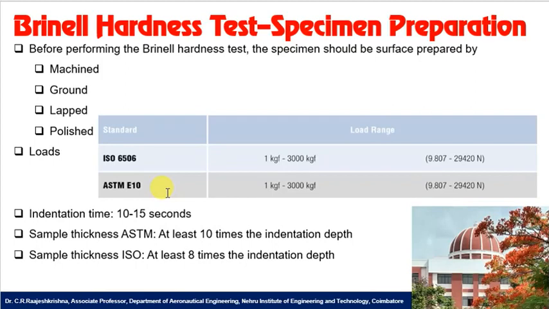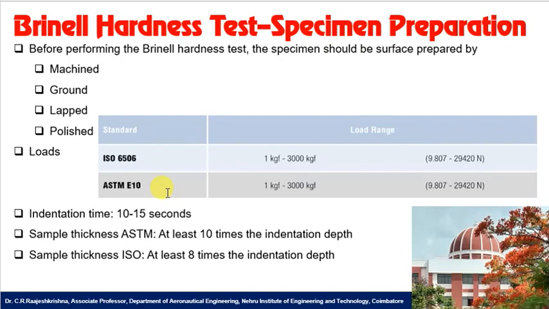Lapping and polishing are finishing operations performed to improve the surface of the material. Similarly, the loads. Load is applied in the range we already discussed, 500 kgf to 3000 kgf. 500 kgf is used for non-ferrous metal and 3000 kgf for ferrous metal. Based on the ISO standard, we can select the load range from 9.8 Newton to 29,490 Newton. The indentation time is 10 to 15 seconds. After 15 seconds we can remove the load and the indentation will be formed. We can take the measurement and go for the Brinell hardness number calculation.